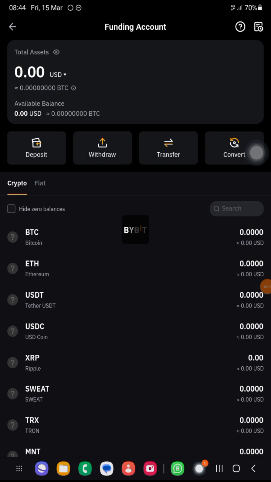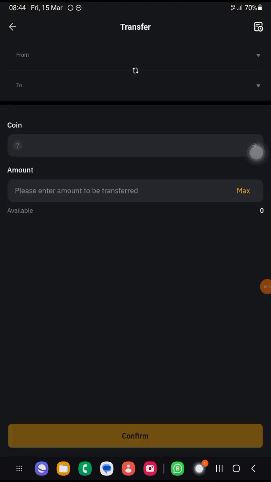So guys, this is what I just wanted to explain to you on how to use Bybit. You can see them here, how to transfer, the same way it's on Binance. One good thing about Bybit is that it is easy to navigate, just like Binance is easy to navigate.